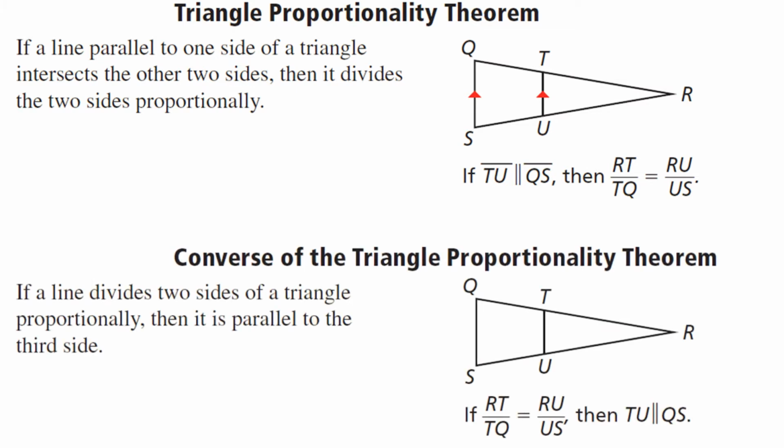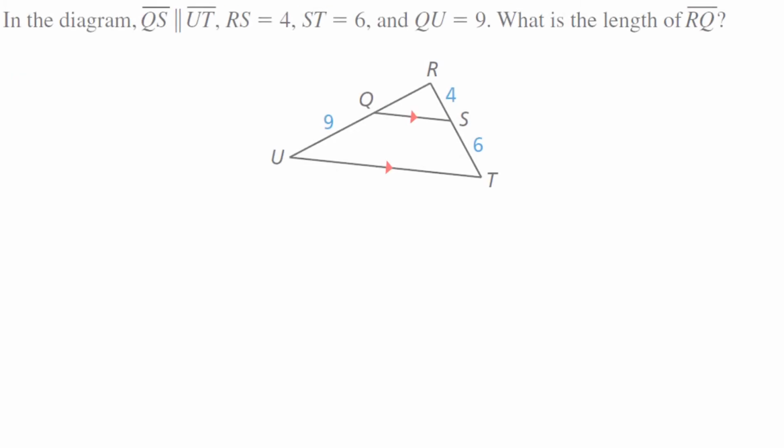And then, of course, the converse. Well, if you already knew those ratios were equal to each other, then you know those line segments have to be parallel, right? So we can go both directions. So let's take a look at a couple of examples.